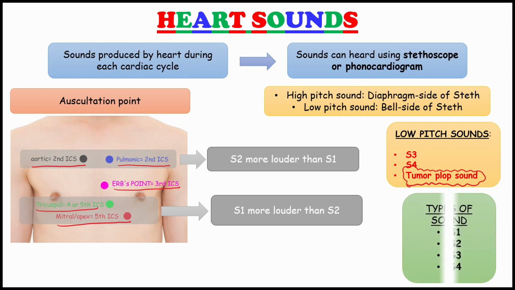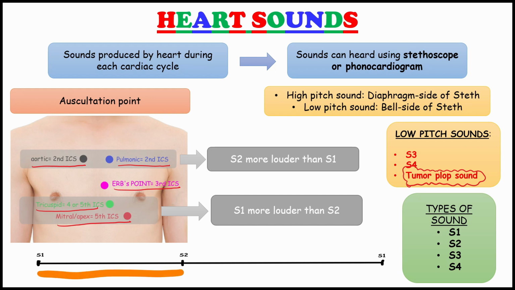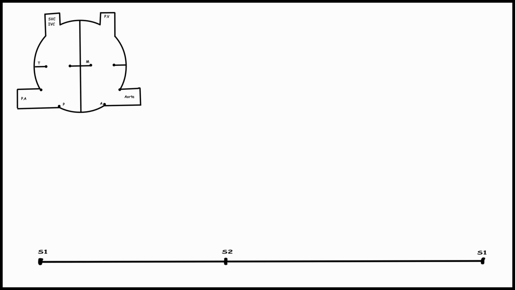The interval between S1 and S2 is the systolic phase, and the interval between S2 and S1 is the diastolic phase. Okay, let's figure out each of the heart sounds in the cardiac cycle. Assume this is a heart. During atrial systole, the atrium starts to contract, so the pressure in the atrium rises. This will lead to opening of the mitral and tricuspid valves and the blood flows into the ventricle.